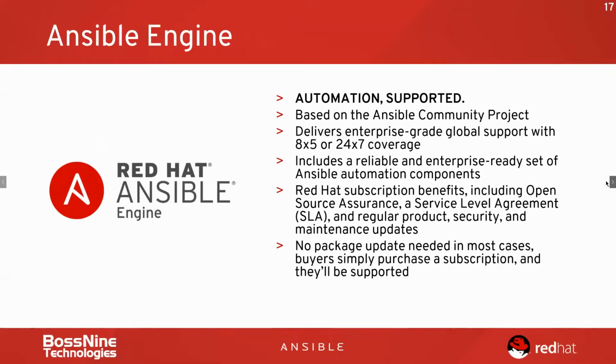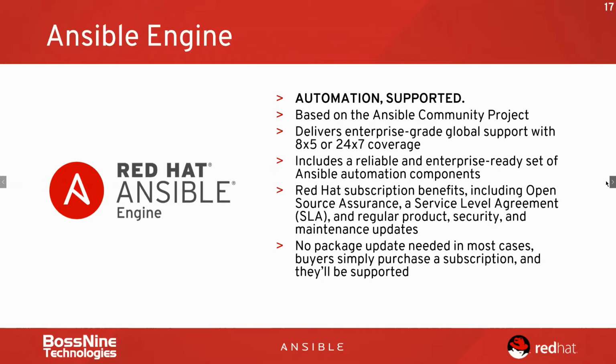So what do you get with an Ansible Engine, that core thing that you use? Well, you get Red Hat lockdown hardness. Basically, we make it enterprise ready from the beginning, so that you know you're getting a product that's ready to be used in a production environment. It's based on an upstream, very active community project with thousands of contributors.